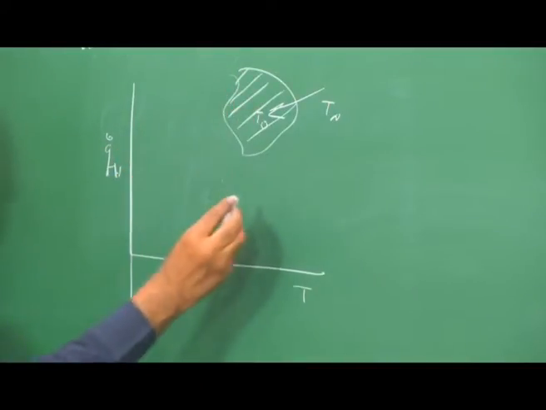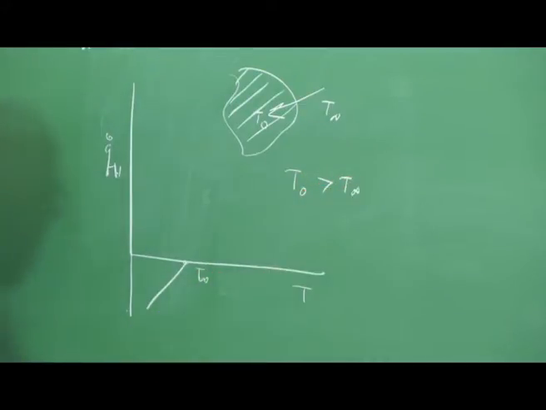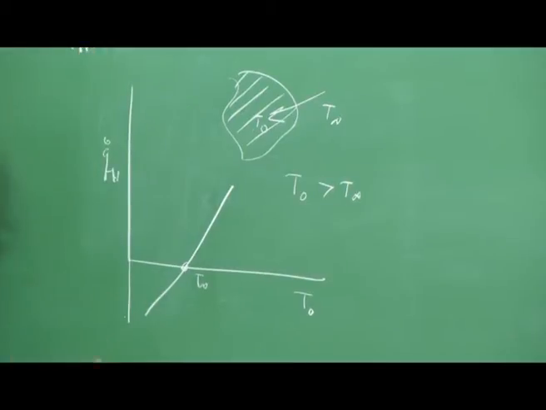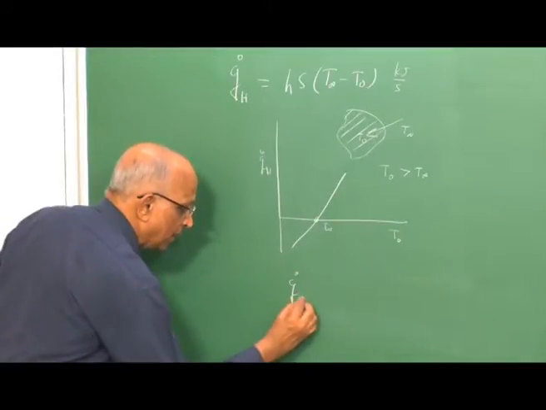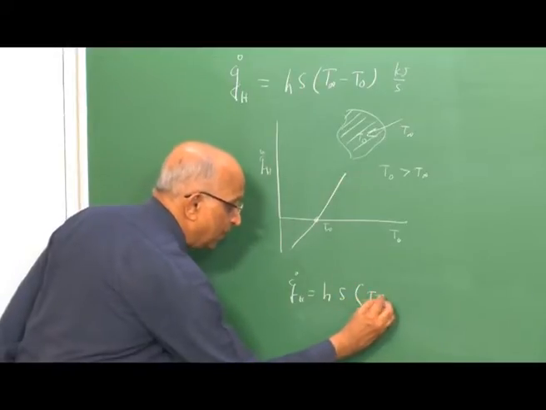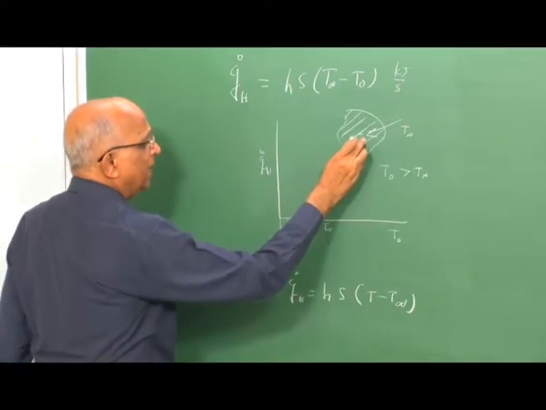Let us say if this temperature T naught by chance happens to be higher than T ambient, what is going to happen? Well, I am plotting now with respect to T naught over here, this is the value of ambient. If T naught is there, well, I have a positive heat transfer, and therefore, I say, well, Q dot H is equal to heat transfer coefficient into surface area into T minus T ambient, where T could be the temperature at any instant of time.